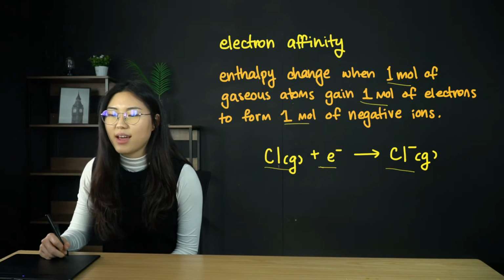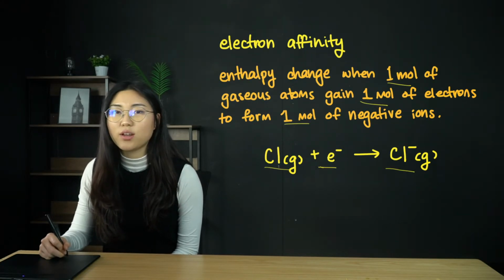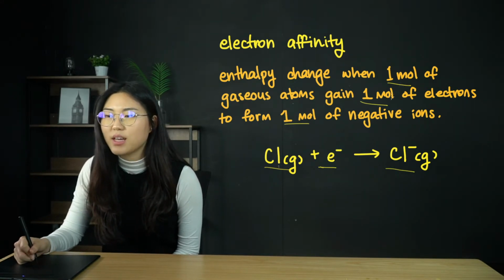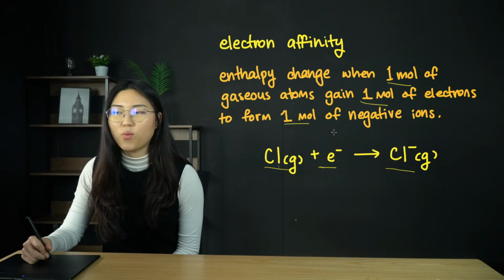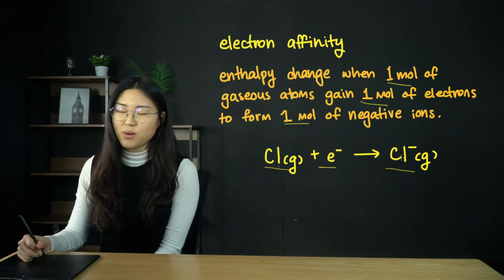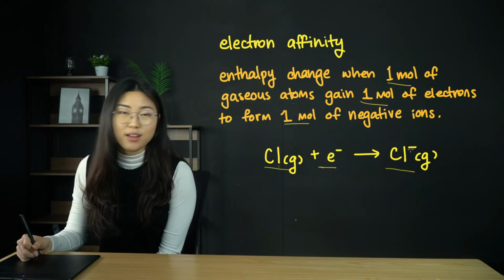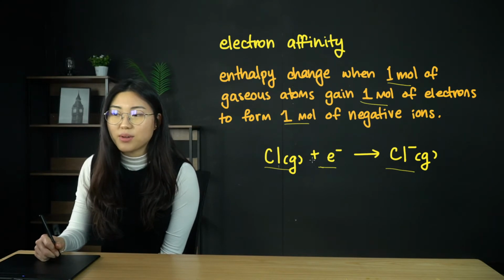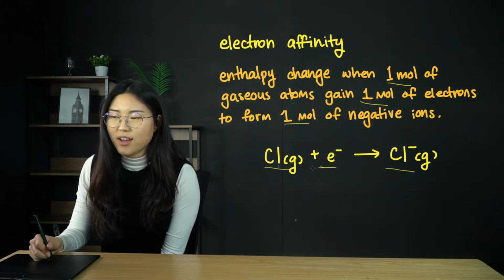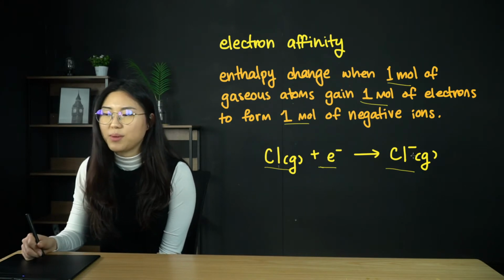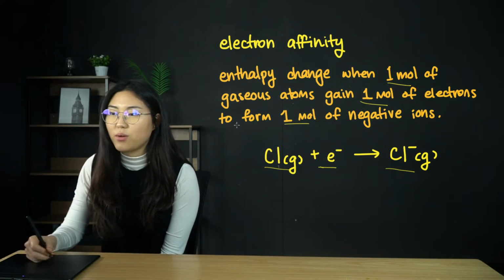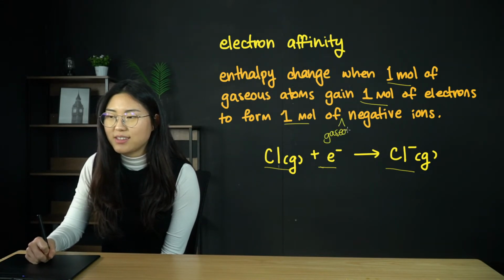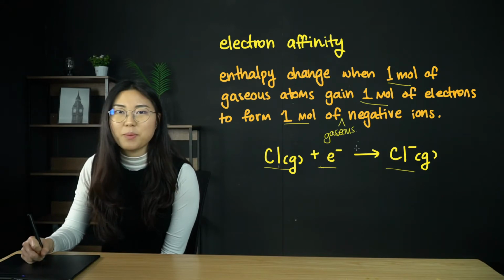Okay, now the next one is the electron affinity. This is the enthalpy change when 1 mole of gaseous atoms gains 1 mole of electrons to form 1 mole of negative ions. Over here we have the chloride mononegative ion, which is gaseous, and we have the chlorine gaseous atoms, with an electron being gained by this, so we get the chloride ions. Oh, I forgot, to form 1 mole of negative ions, there should be a gaseous over here, so the ions must be gaseous.